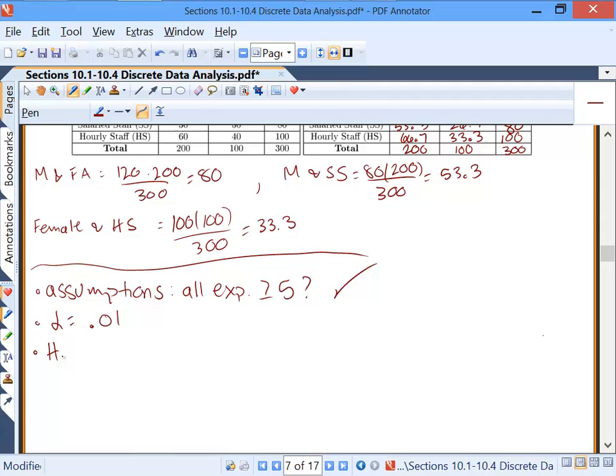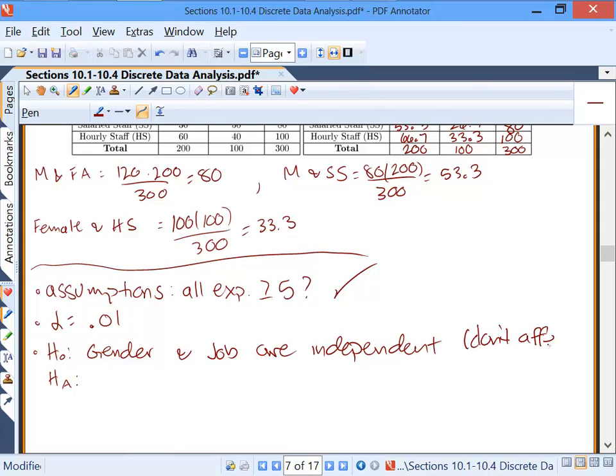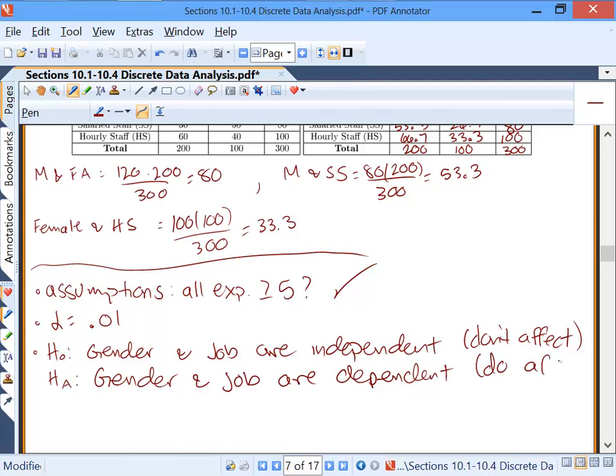And then we need our null and alternative hypotheses. So the null hypothesis is that gender and job are independent, meaning they don't affect each other. And the alternative is gender and job are dependent. So they do affect each other.